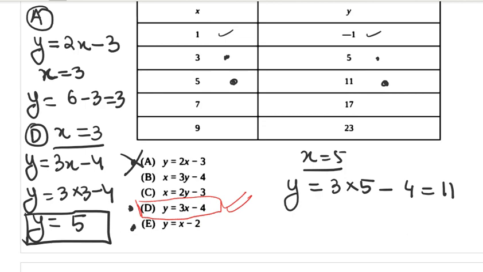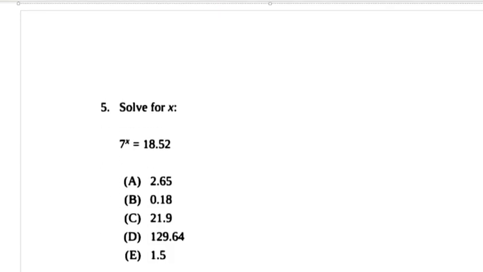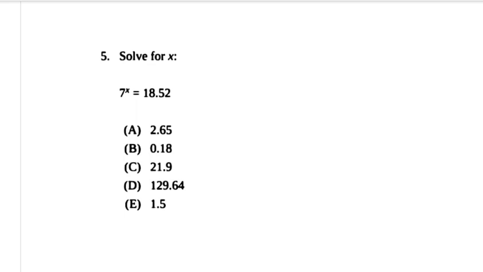Let's move on to our next question. So this was our fourth question. Now moving on to our fifth question. Alright, let's do this. Okay students, so let us begin with this question. Now look, this question looks like you just do the HCF of 18.52 and then you might get something in terms of 7, but it's not going to happen.